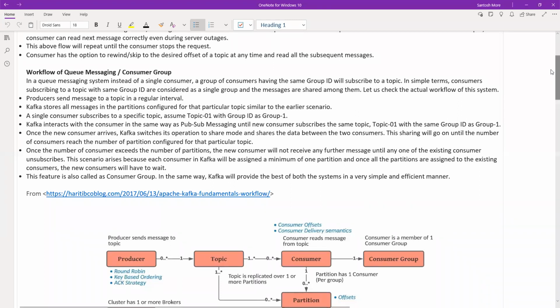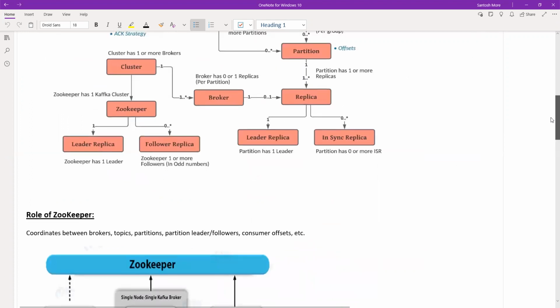Okay, so I hope this is clear, and I see something in the chat. Okay, Nick is trying to join. Okay, no problem.